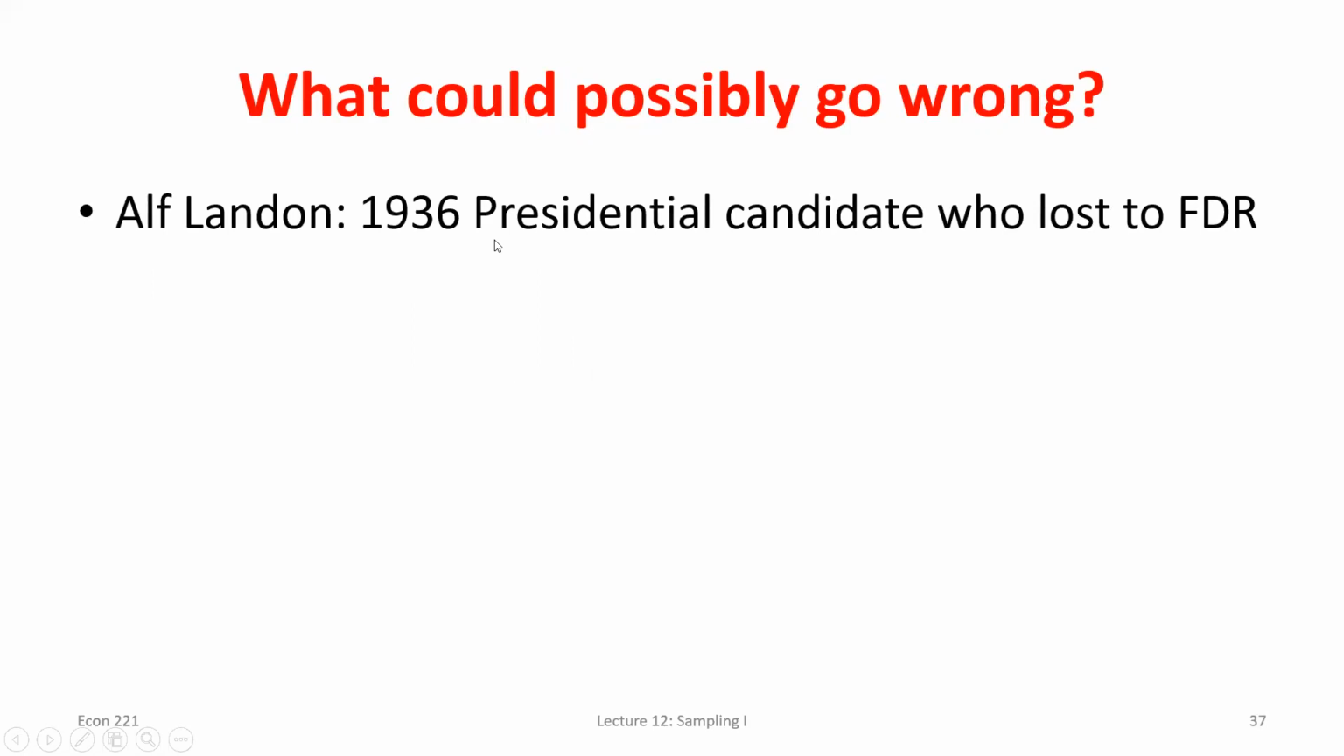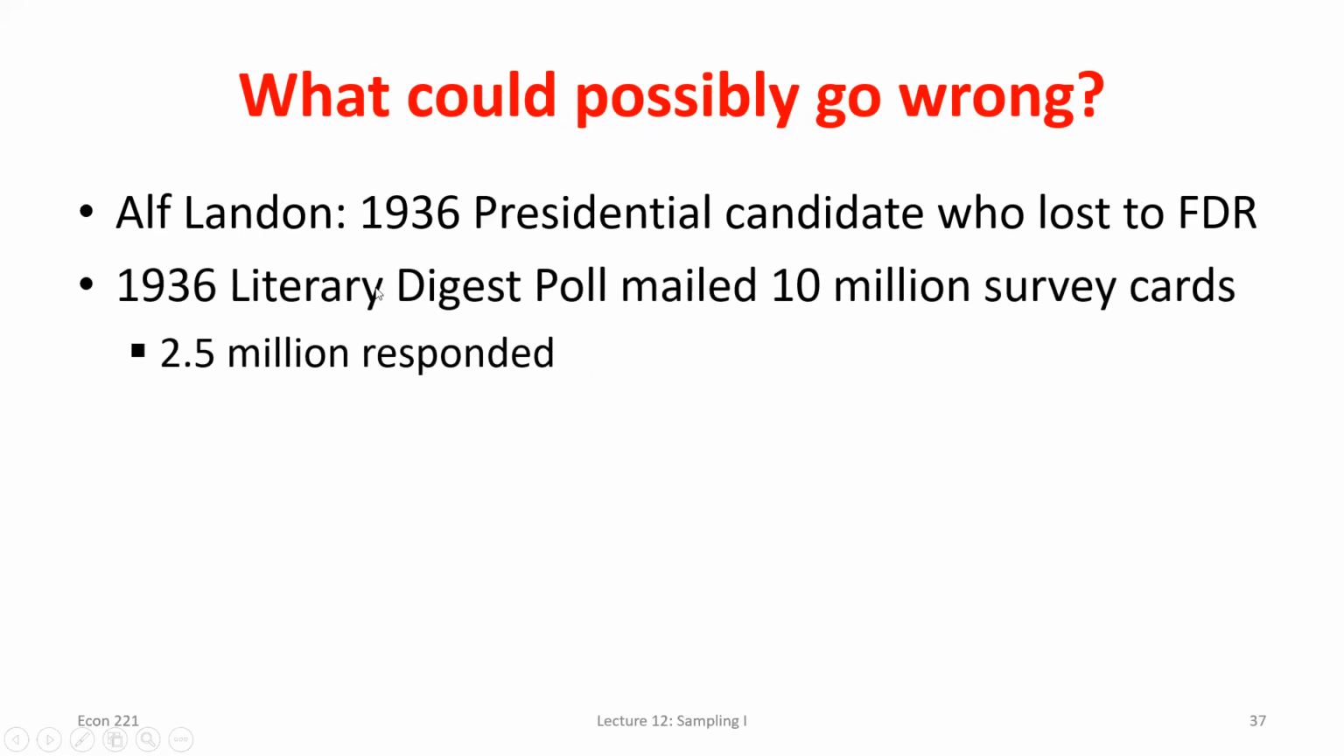So what could go wrong? We'll use this example to set up two different biases that could exist even if we randomly sample. So, the 1936 presidential election. Alf Landon lost to FDR. Great name. They sent out this Literary Digest poll, which is like this little book. My grandma used to get it. It was almost like a little magazine.